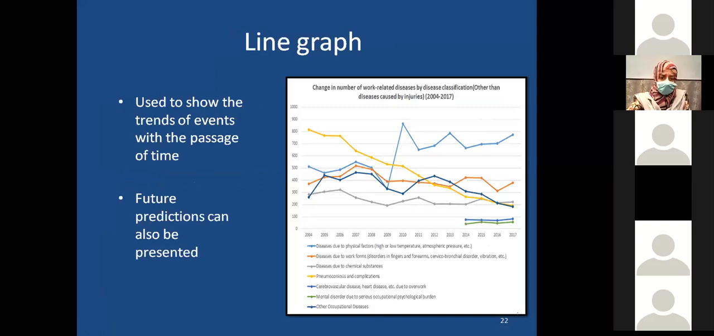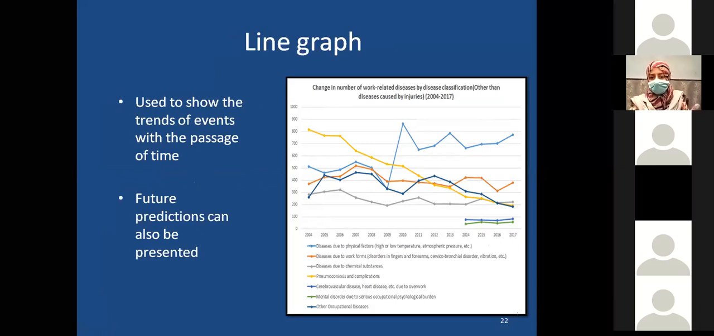Then there is a line graph. This again shows trends or predictions. Okay? For example, you need forecasts or you need predictions. So this is used to show the trends of events with the passage of time. Is there an increase in number of cases or a decrease in the number of cases, anything. So future predictions can also be presented in this.